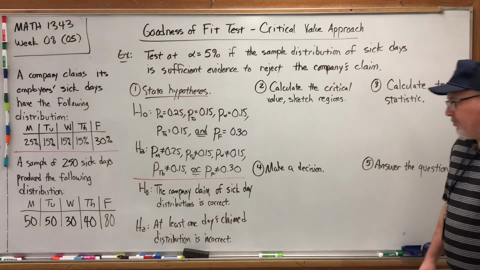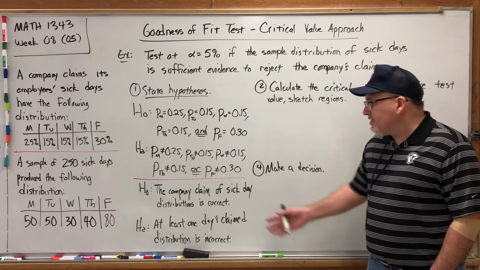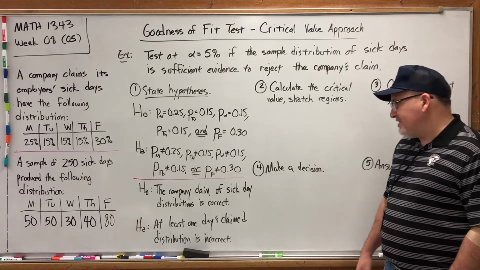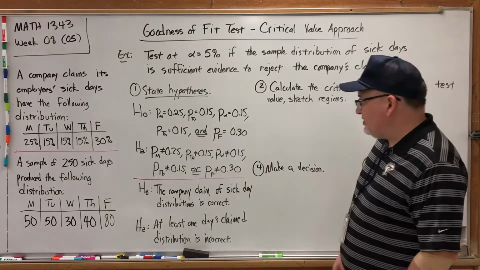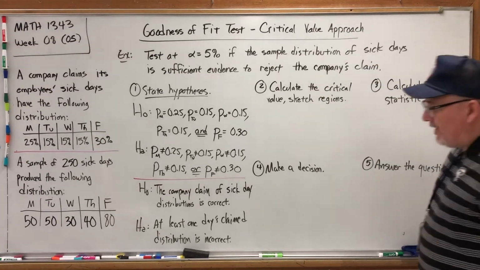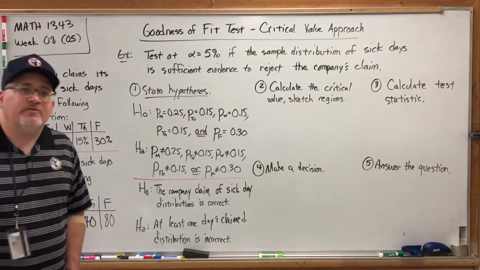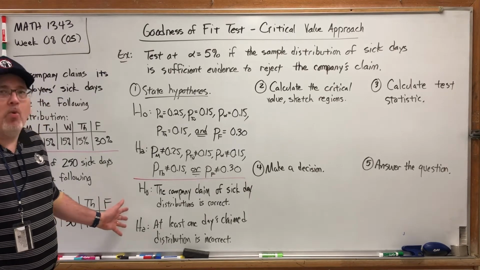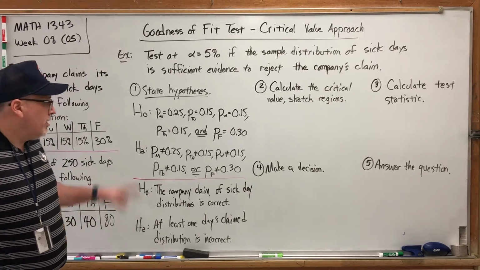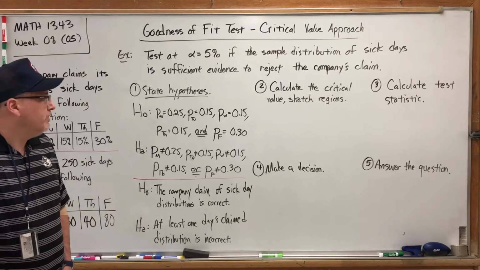So contextually, we can say the null hypothesis is the company claim of sick day distributions is correct, where the alternative is at least one day's claim distribution is incorrect. Could be all of them, but the alternative says at least one of them. Which one will I want? Well, which one do you think makes more sense if you were doing statistics for a company? Probably the verbal ones. The numerical ones just drive the math, but the verbal ones really describe what's going on.